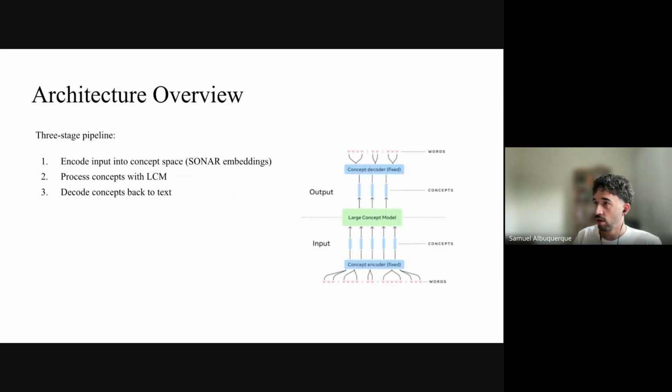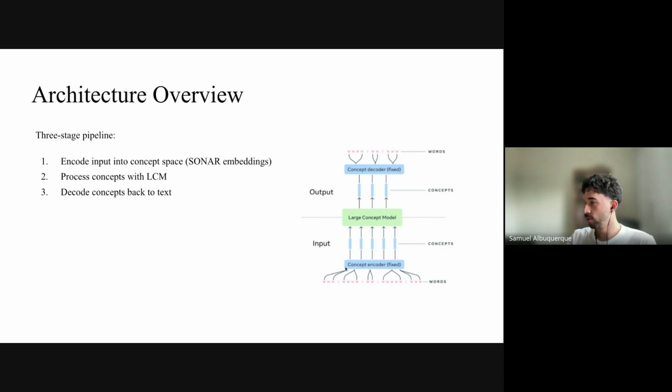Going to the actual architecture of the model they propose, it is composed of three main parts. You have an encoder into the concept space, so we have here the words of the sentence. They are encoded into this concept embedding. They use this encoder and decoder called SONAR, which I will talk about a little bit more later, which was designed by Meta as well.